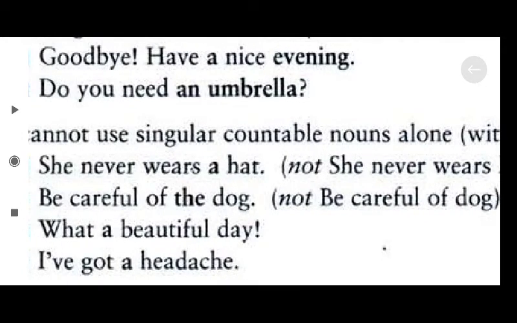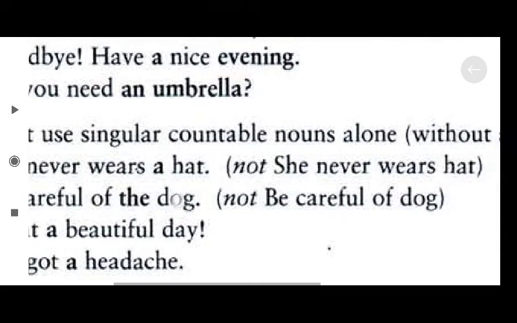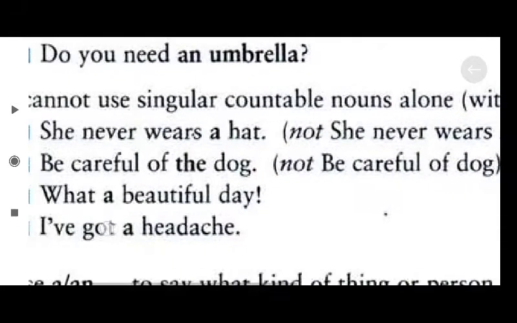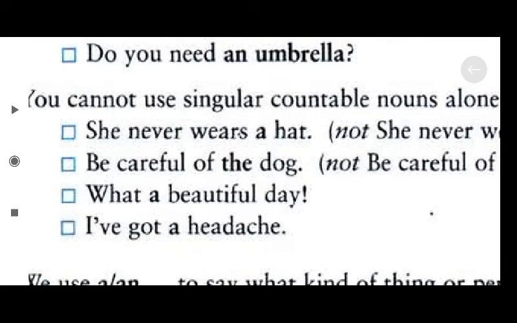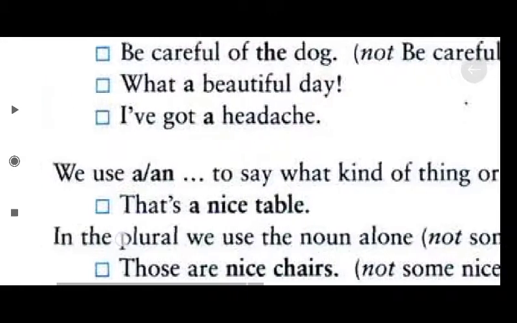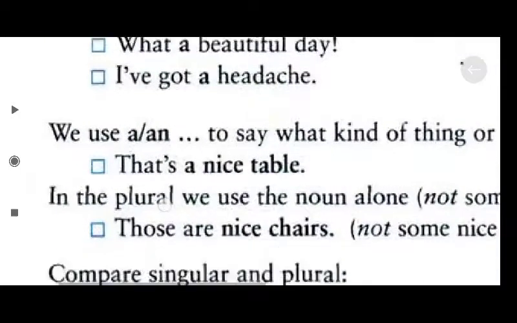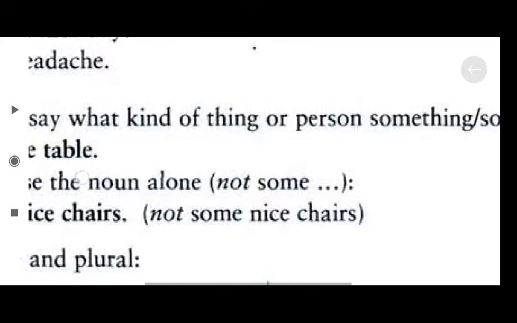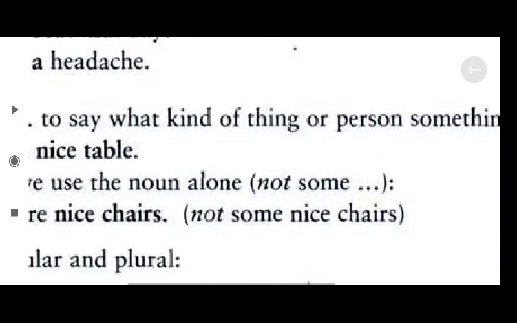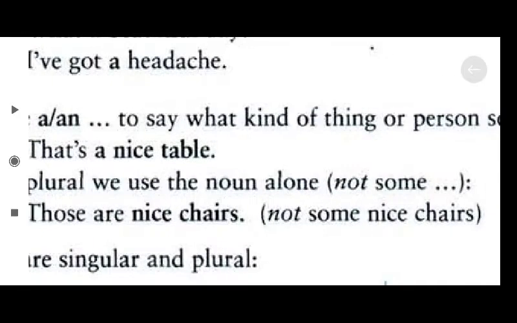Be careful of the dog. Not be careful of dog. Dog is singular countable. You must use a or the before it, and before countable singular nouns. What a beautiful day. I've got a headache. We use a or an to say what kind of thing or person something or somebody is like. For example, that's a nice mobile.